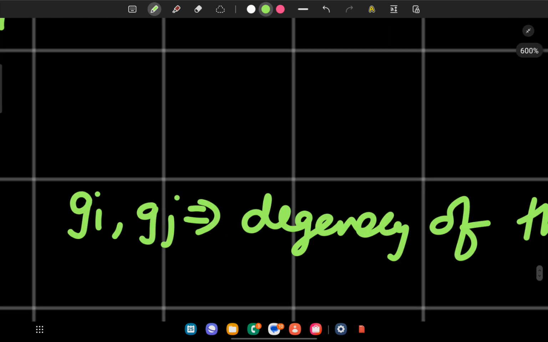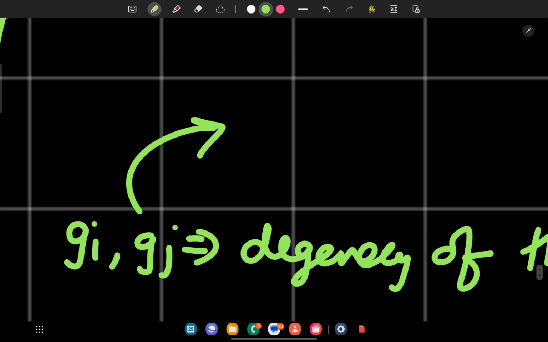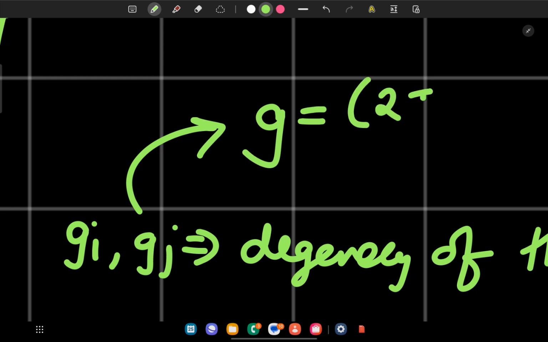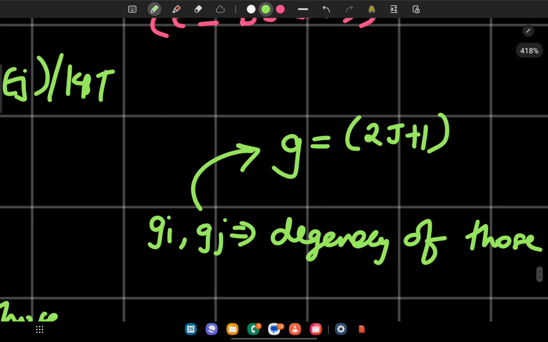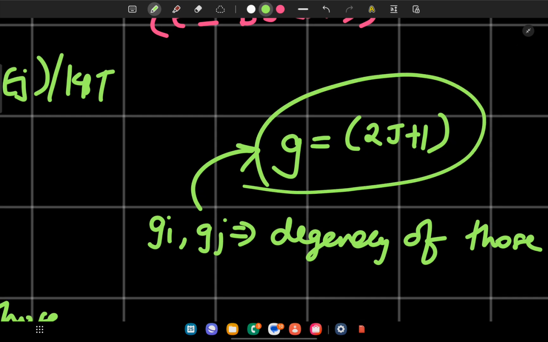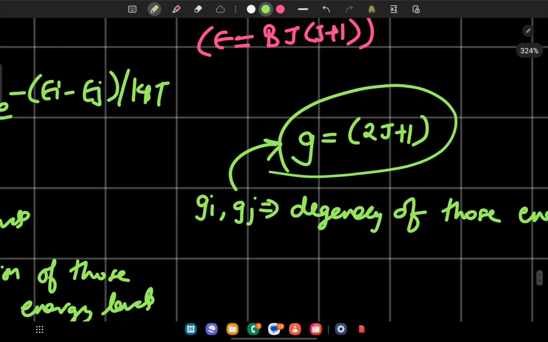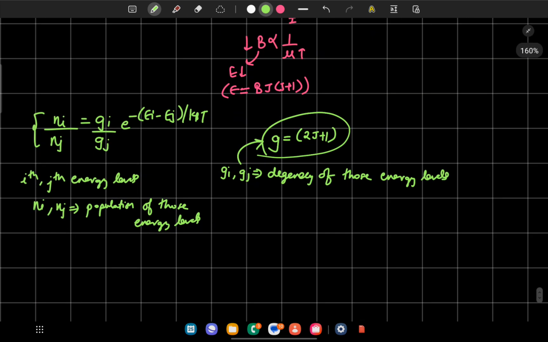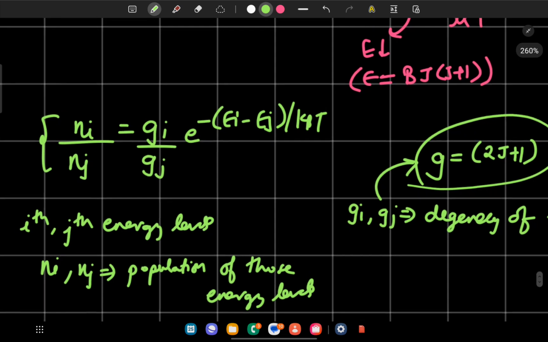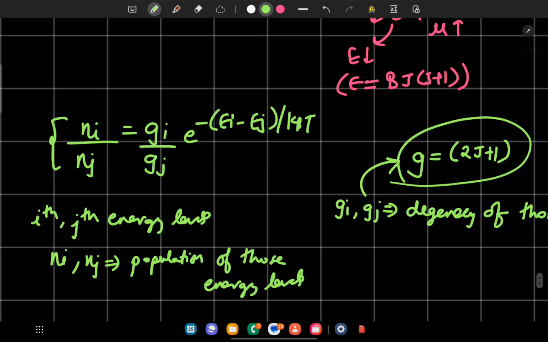In rotational spectroscopy, the number of degeneracies is given by a very important formula. Degeneracy is given by 2J plus 1. This 2J plus 1 will give you the number of degenerate states in a particular energy level. Very important formula, must be remembered always. This formula is very beneficial in calculating the population ratio of the ith and jth energy levels when you study rotational transitions.